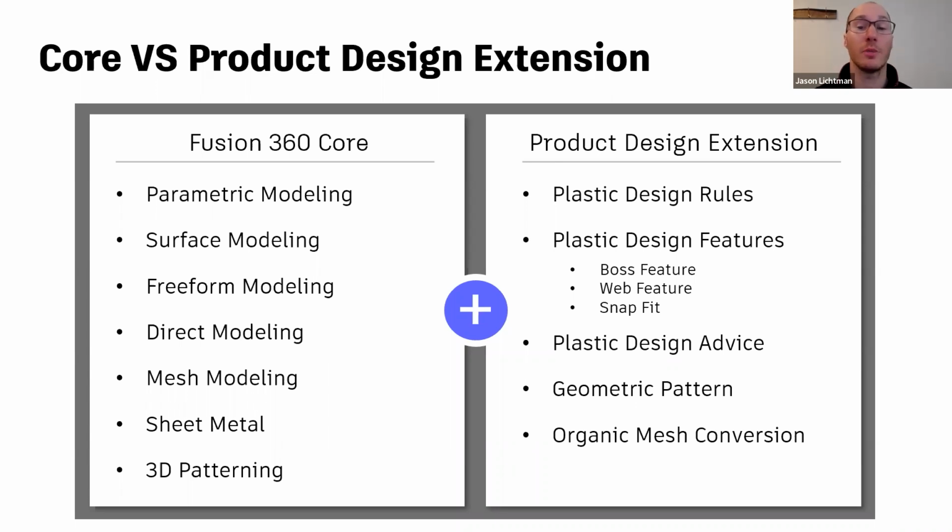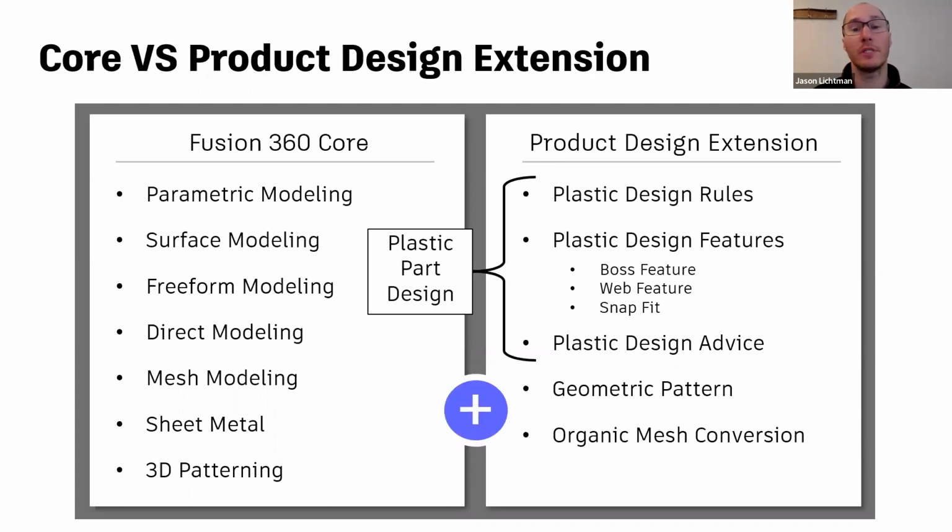It also includes geometric patterning and the organic mesh conversion. And if you look at them, you'll see that there is a group of plastic part design specific features, and then there's also geometric patterning and the organic mesh conversion that can apply to a whole bunch of different things. So let's look at organic mesh conversion in more detail.